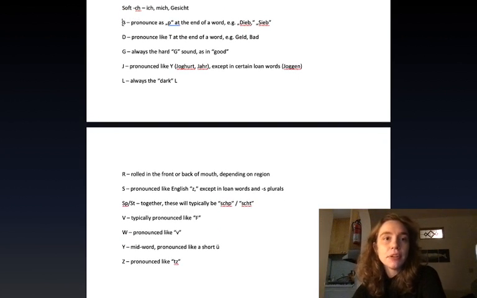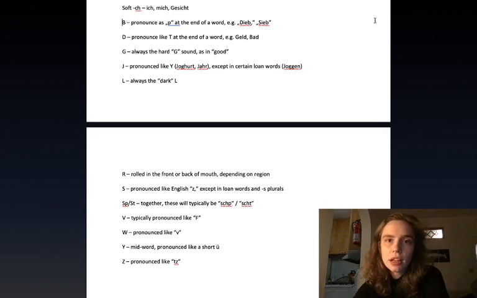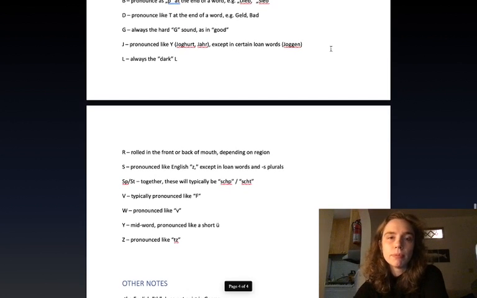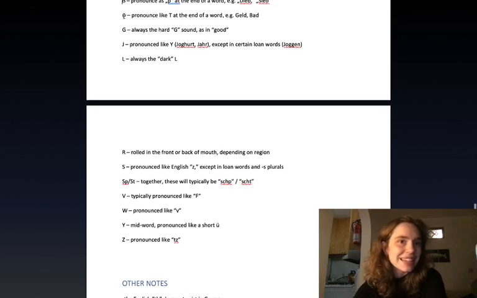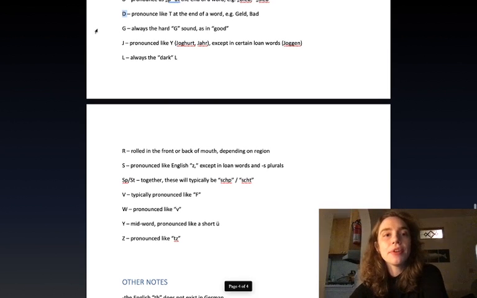B's, if you see these at the end of a word, there's a difference here in that you're going to pronounce them more like the English P. So we have Dieb, like thief, Sieb, like sieve or colander. If you see a D at the end of a word, you want to pronounce it like a T. So das Geld, money, Bad, bath or bathroom.